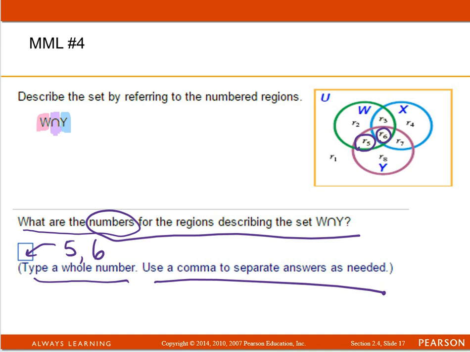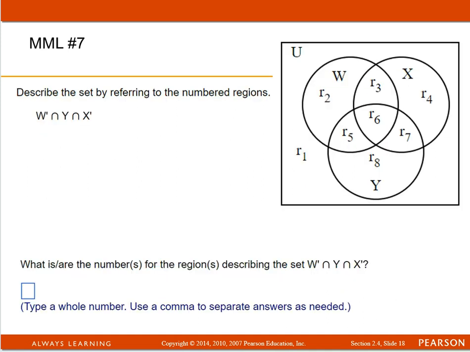And I'll do another one. Okay, describe this region. We are going to start with the complement of W. Now remember, the complement is not inside W, it's outside W. So we are looking at all of this. This is the complement of W, everything outside circle W.